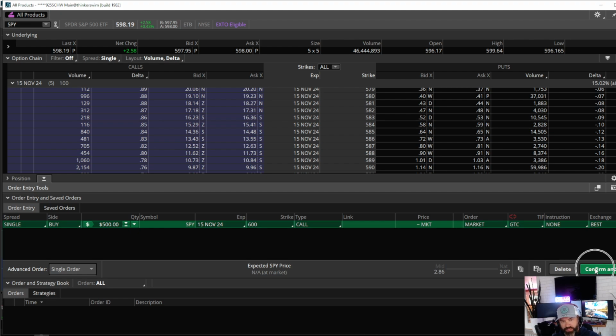Now for privacy settings, I'm not gonna pull up my account information here, but when you hit confirm and send, you need to read it out loud, and it's going to read something like, execute the 600 call that expires on 15 November when the mark is greater than or equal to SPY 600.10. You have to read these because we're human and we mess up things. Once you read it, then you agree to it, you hit confirm and send.